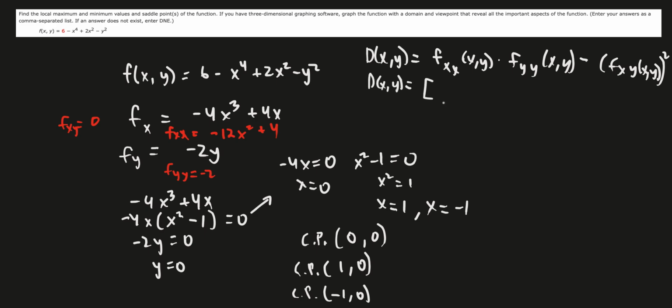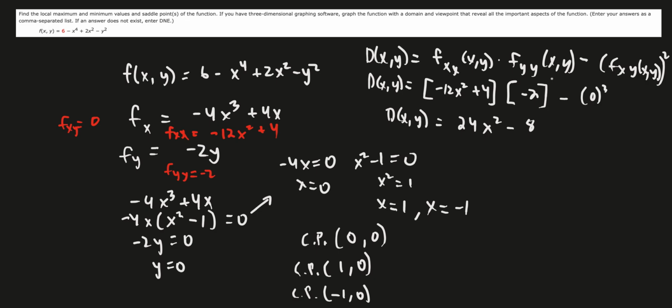So plugging all of it in, this is giving you negative 12x squared plus 4 times negative 2, minus 0 squared. So we can go ahead and distribute. It's going to be 24x squared minus 8. That's pretty much D of x y. We can plug in our critical points, actually 3 of them.